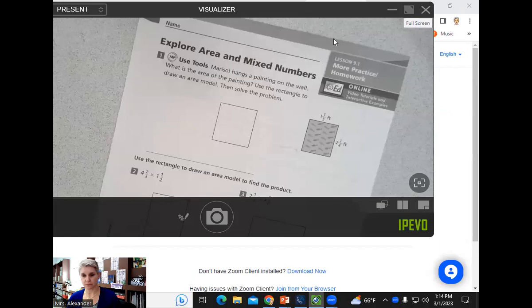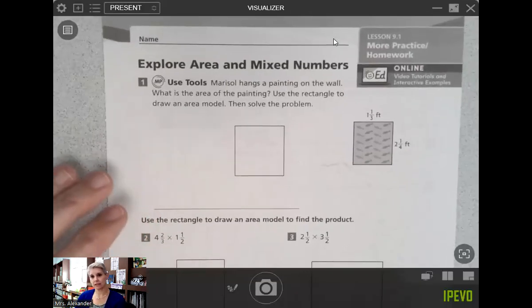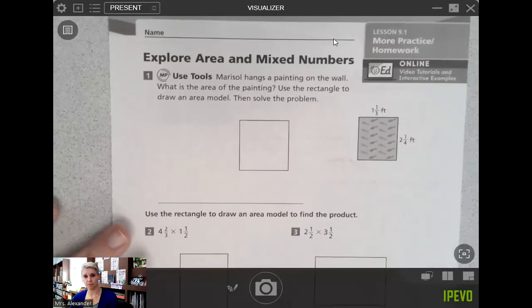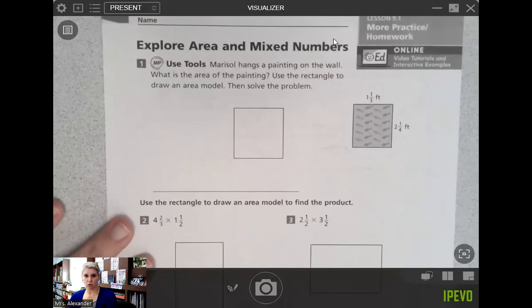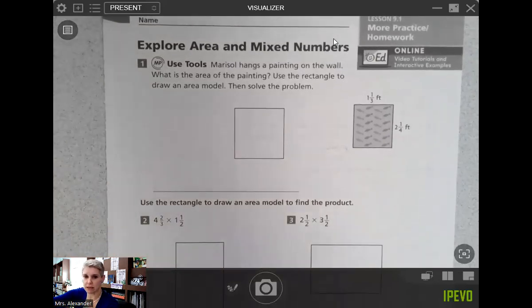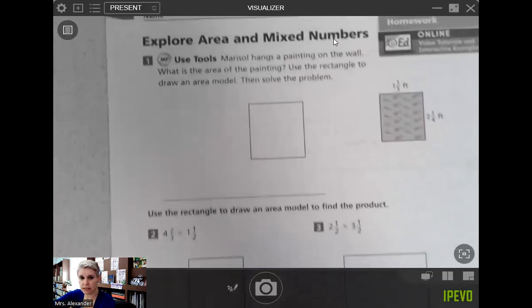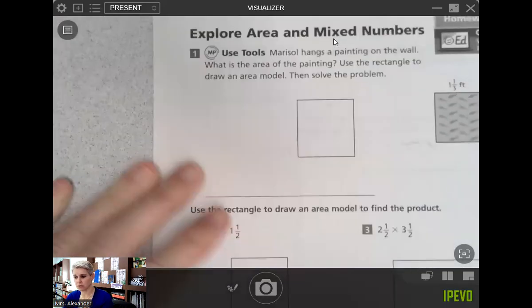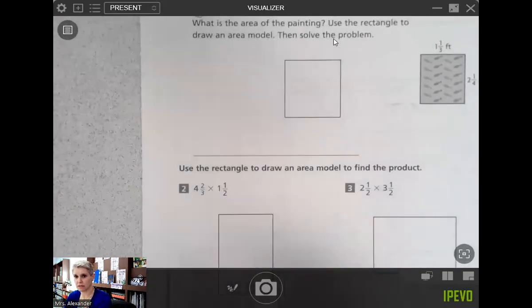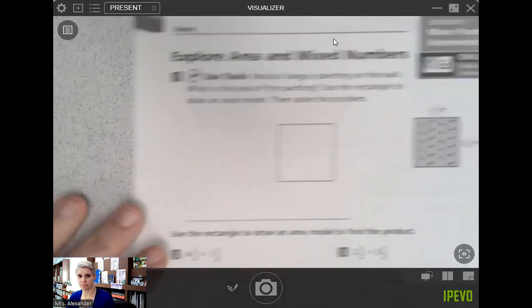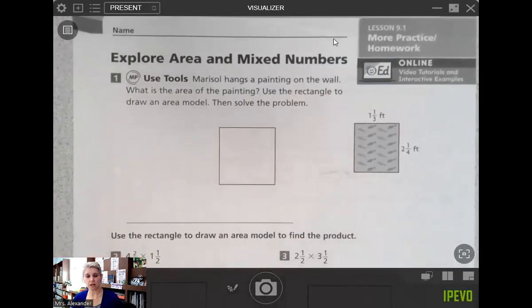All right. Here is our lesson 1 for module 9. We're exploring area and mixed numbers. And you can see it says, Marisol hangs a painting on the wall. What is the area of the painting? Use the rectangle to draw an area model, then solve the problem.